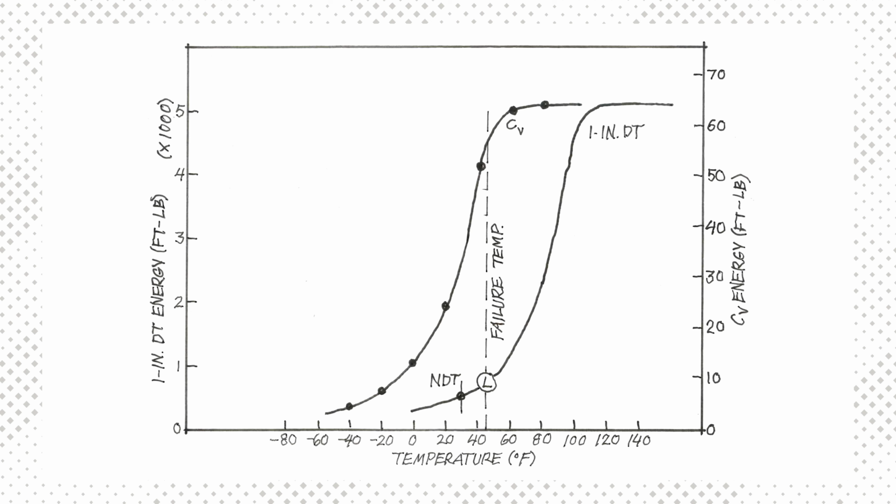Second, temperature. In steels, as temperature decreases, fracture toughness decreases. The large drop in toughness is the nil ductility temperature. At temperatures below this point, ordinarily ductile steel will behave in brittle fashion.